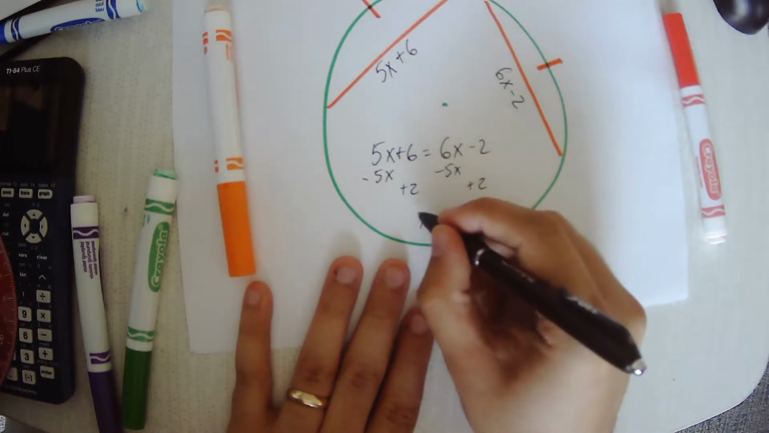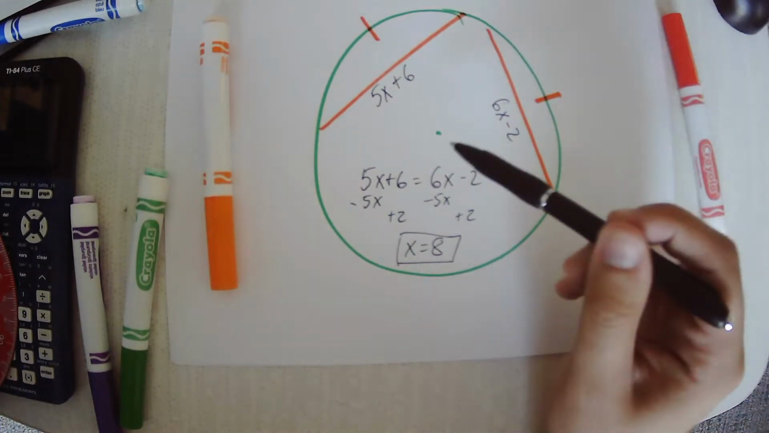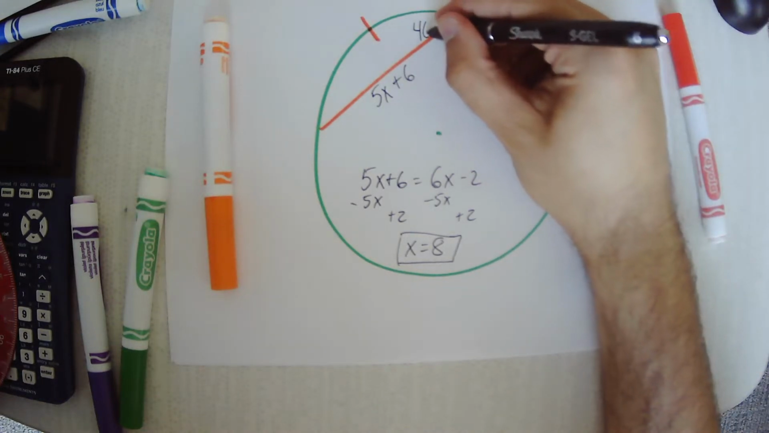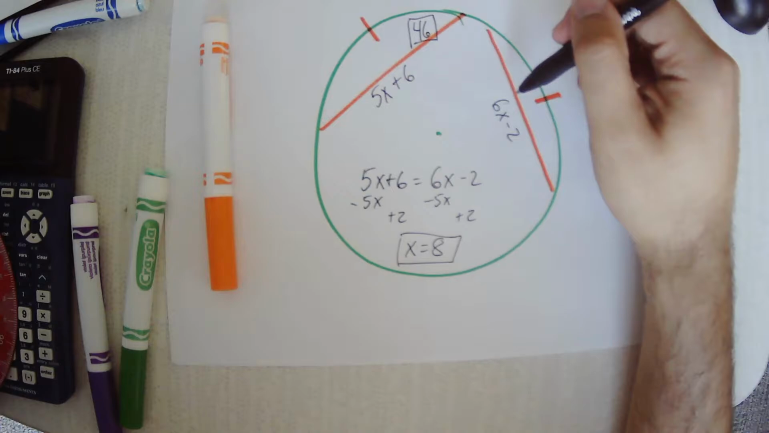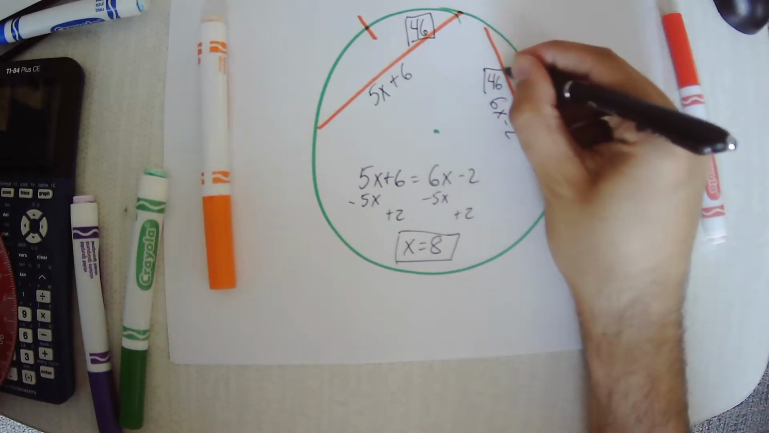So x is 8. Maybe I want to plug it back in. It's no different to do that. That'd be 40 plus 6. That'd be 46. Or 48 minus 2. So we could do that as well.